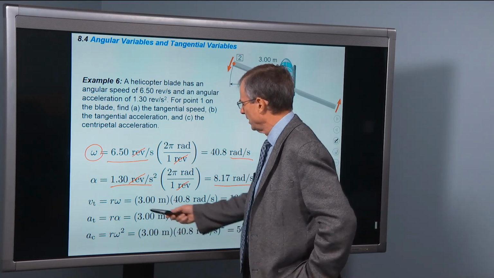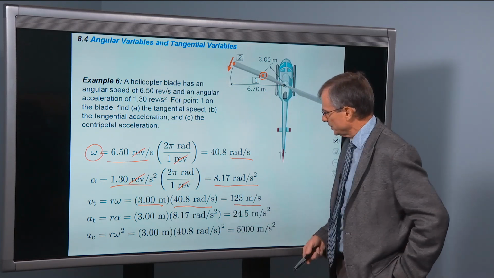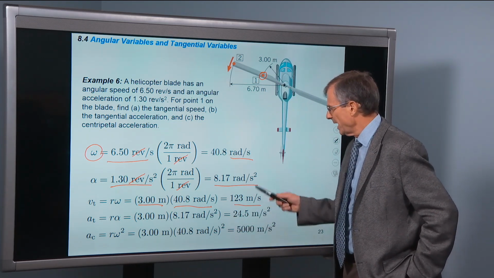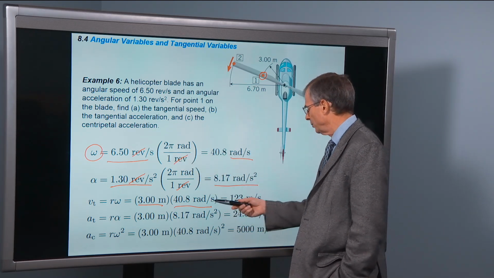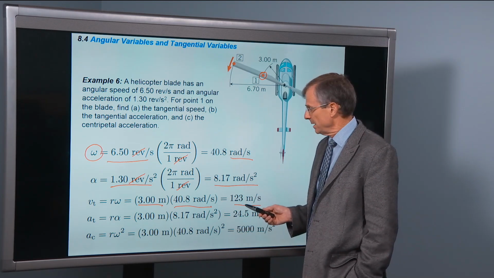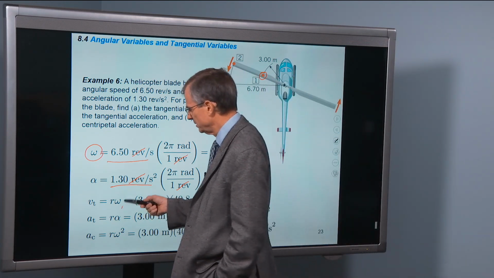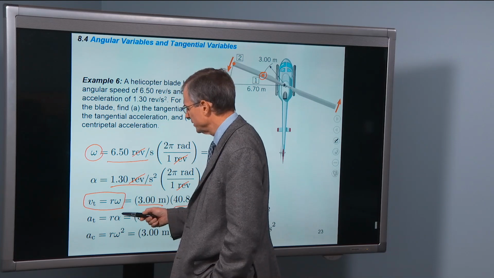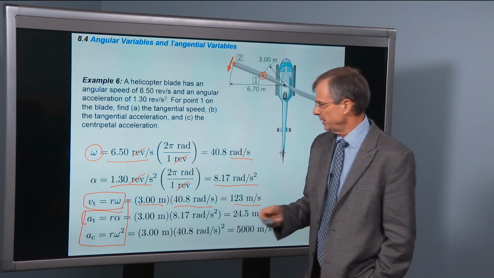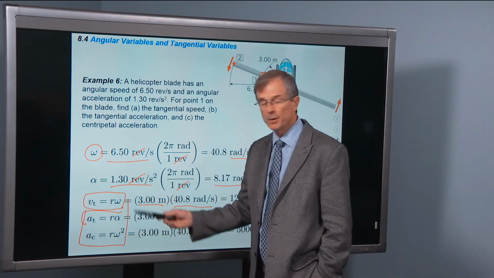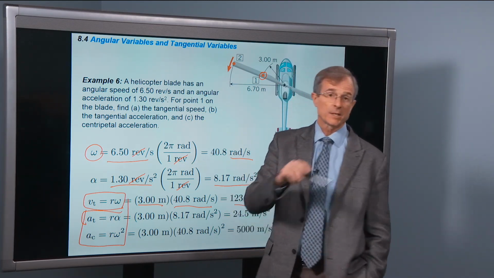Vt is r omega, r is 3 meters, omega is 40.8 radians per second, and that'll give us 123 meters per second. Had we not converted omega to radians per second, we would have gotten the wrong answer here. This equation, and this one also, actually all 3 of these equations are valid only if omega and alpha are measured in their correct units with radians. Radians per second for omega, radians per second squared for alpha.